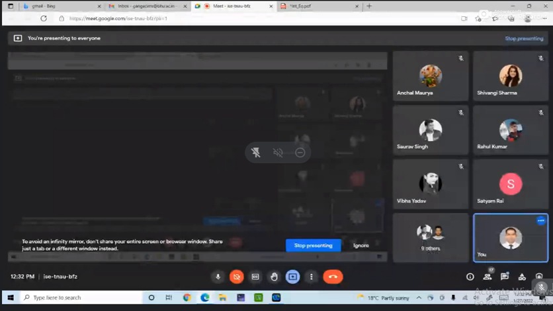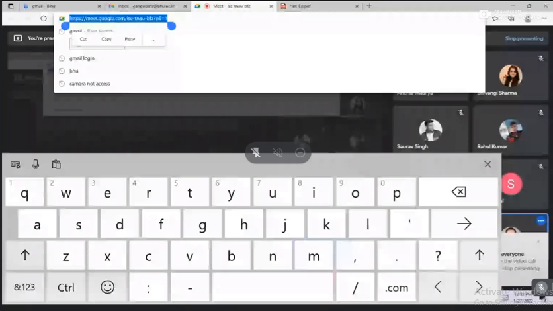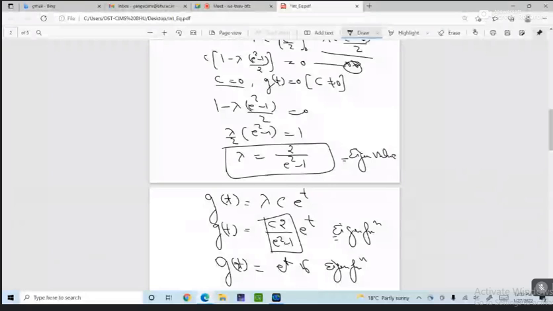Yes. So here 2c upon e square minus 1 is a constant. So we can say g equal to e to the power t is the eigenfunction and lambda equal to 2 upon e square minus 1 is the value corresponding to this integral equation. I'm repeating the procedure again.